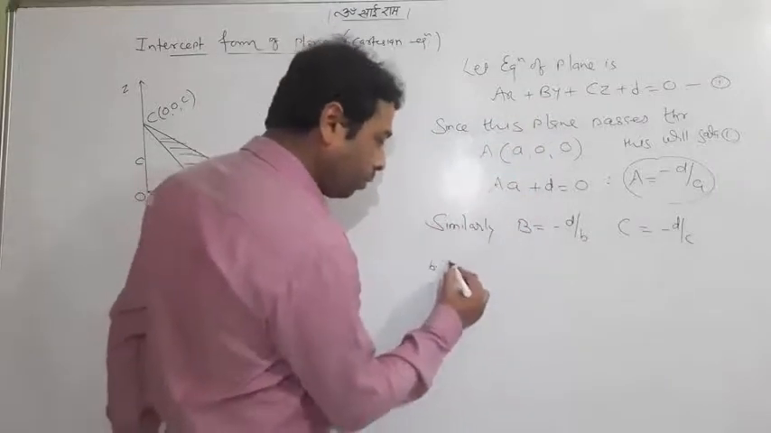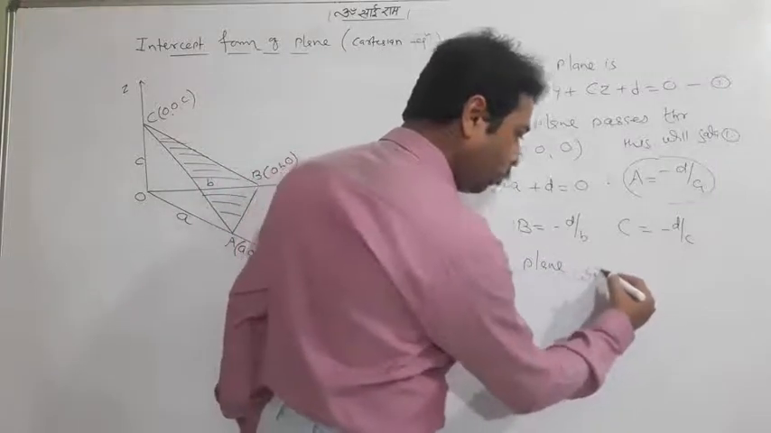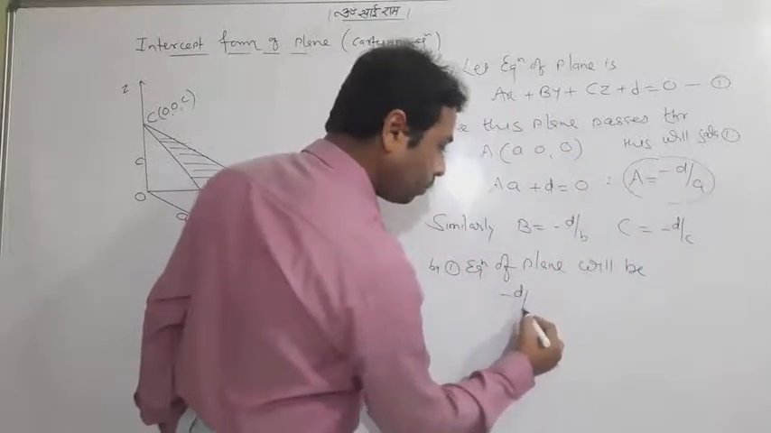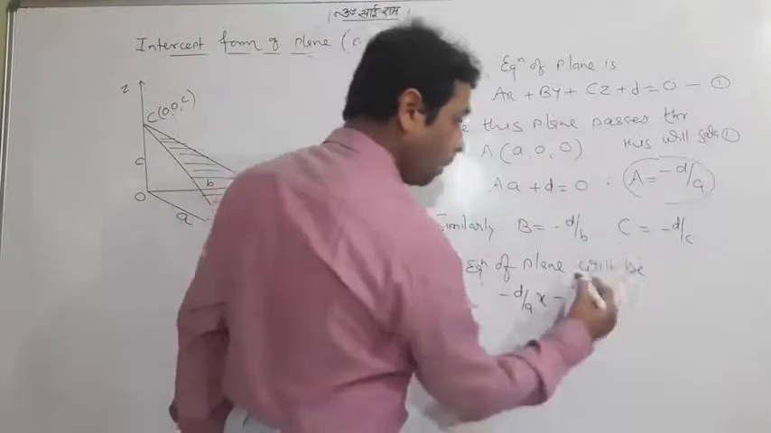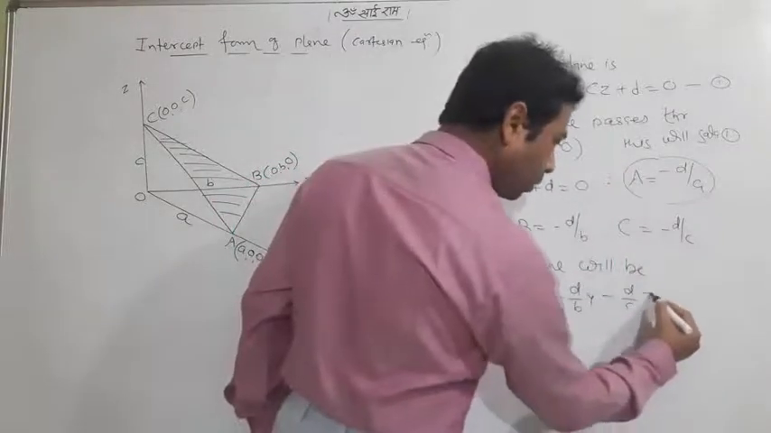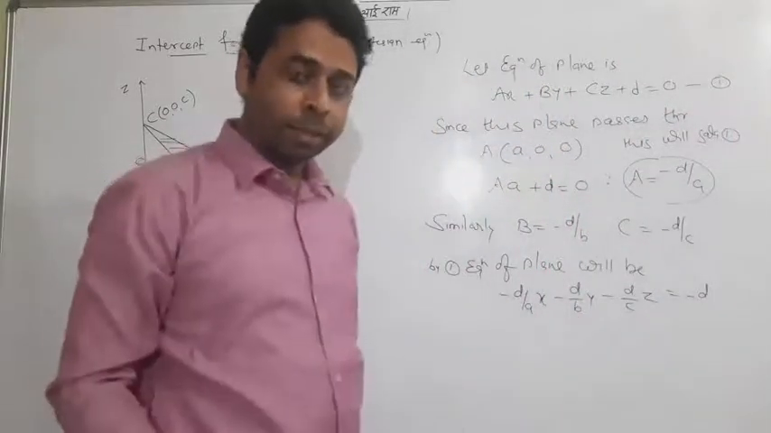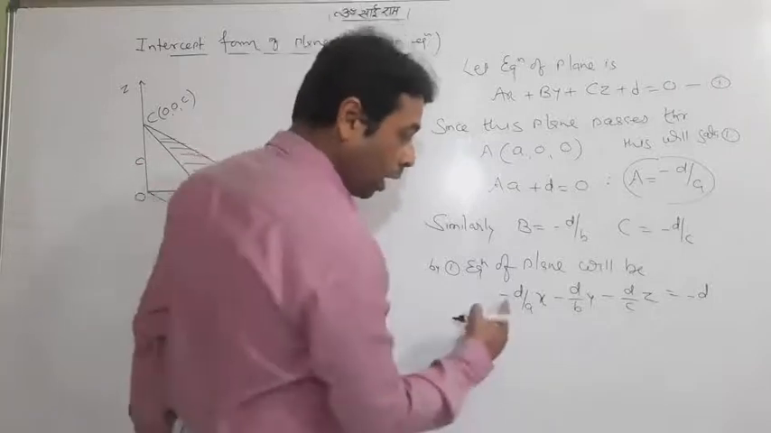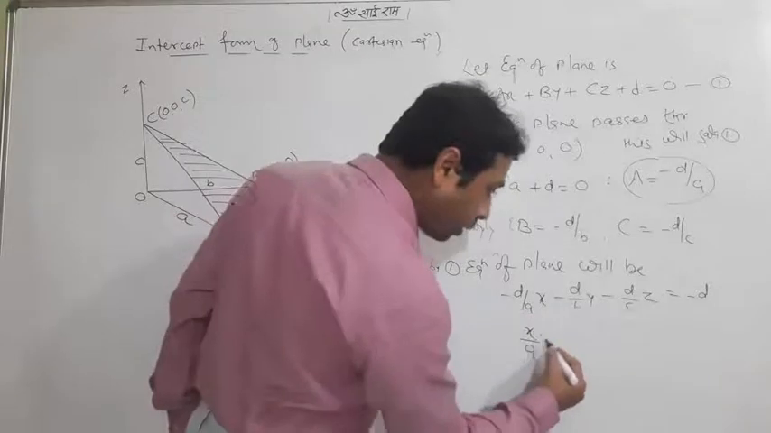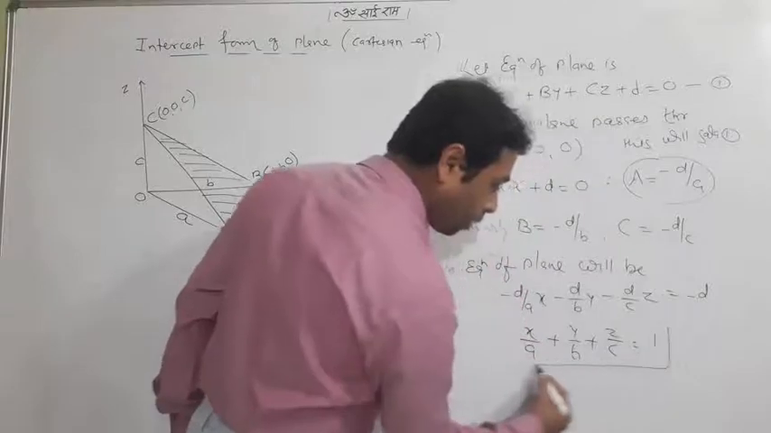So by 1, equation of plane will be, look at, instead of A, minus D upon A, X, instead of B, minus D upon B, instead of C, minus D upon C, and D I will transfer this side, so minus D. So can we divide by minus D in all the equation? After dividing, minus D will be removed from all the sides. X upon A, Y upon B, Z upon C equal to 1 is remaining.